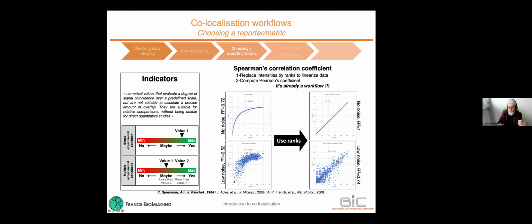So once more, when using this kind of coefficient, you must make sure that the relationship you get is actually linear and that you can use the Pearson coefficient directly. If not, there are some tricks, but once more, it's one trick that is suitable in this kind of situation, but not in all situations.